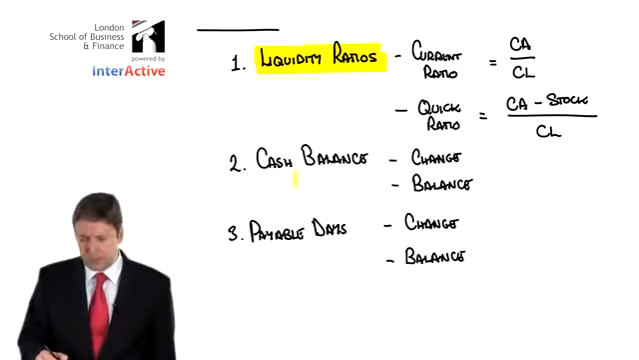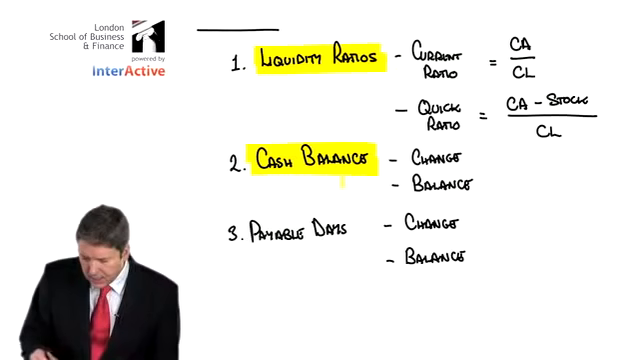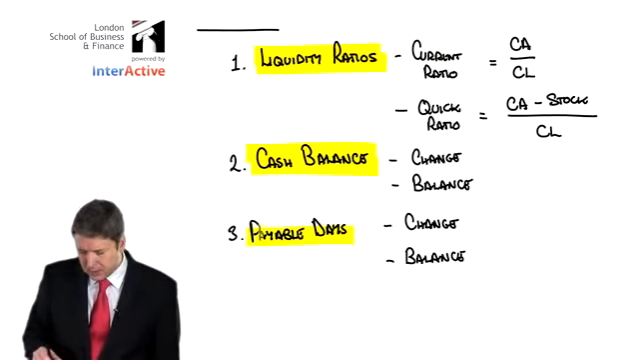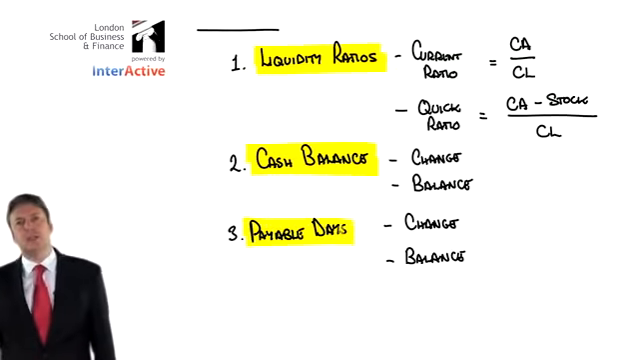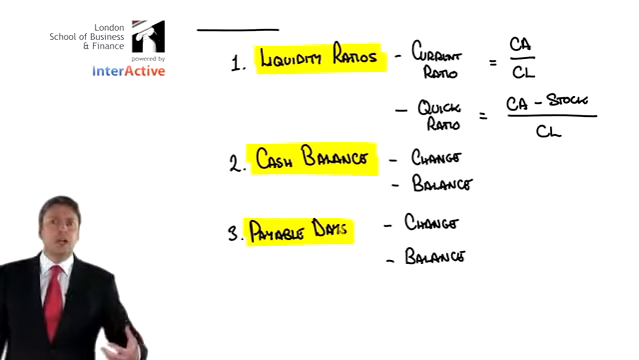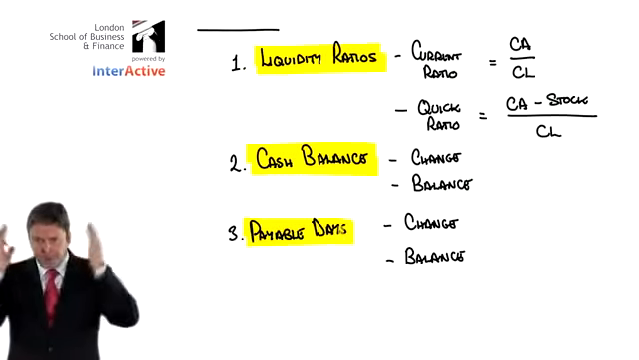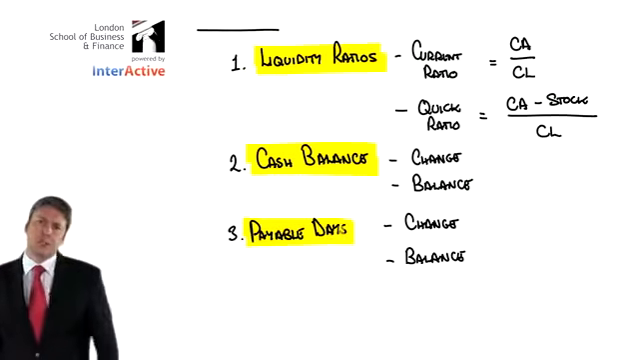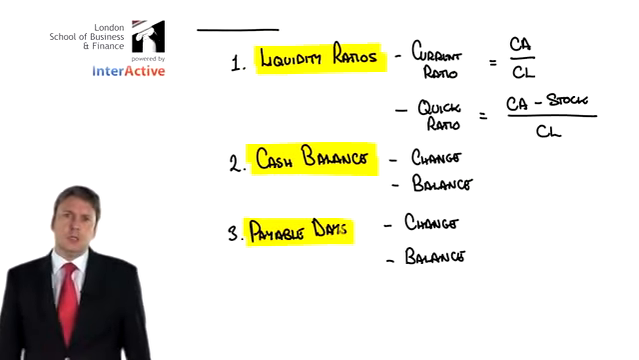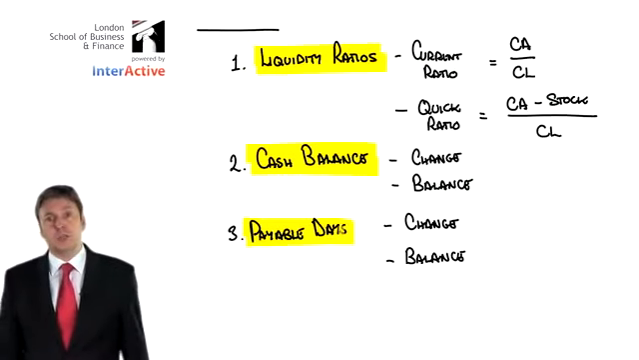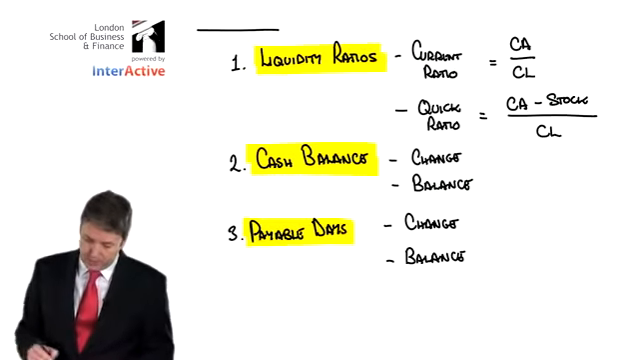First of all, our liquidity ratios. Secondly, our cash balance. Thirdly, our payable days. We may look at other things as well, but those are the core. As such, we've got a focused answer, and our focused answer will be good. So, looking back at the question, shall we start with our liquidity ratios?